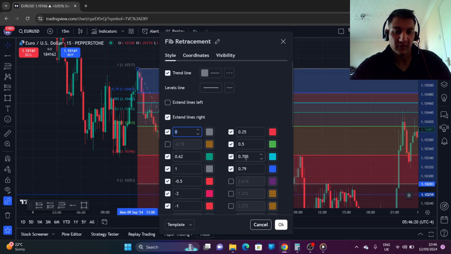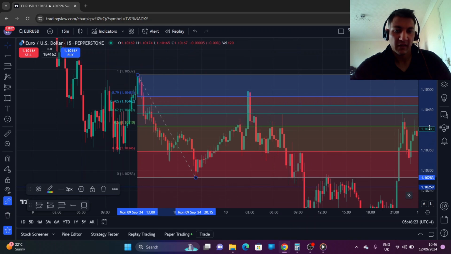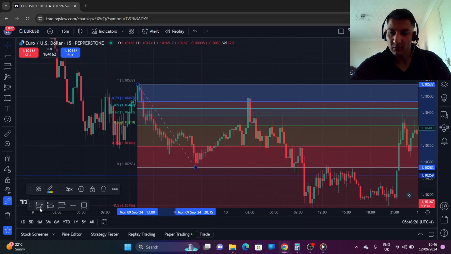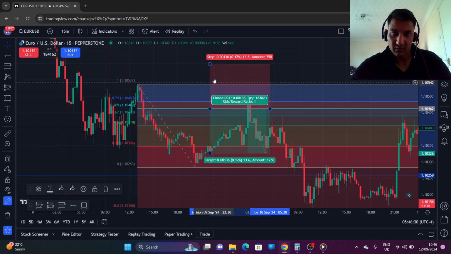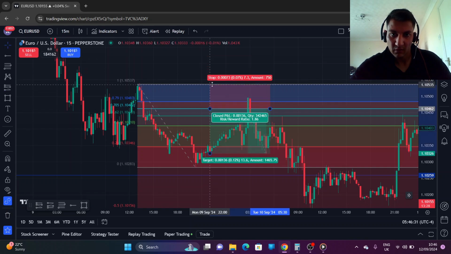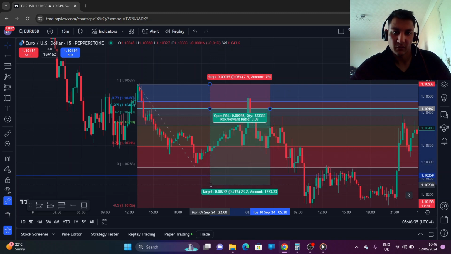For me, this one here is the best, 0.705. I'll show you why. This is my entry. This is all I do, and I'm a profitable trader. Look, the light blue line, that's your entry. Put your stop there. And this is what I do personally: I just target a 3-to-1.